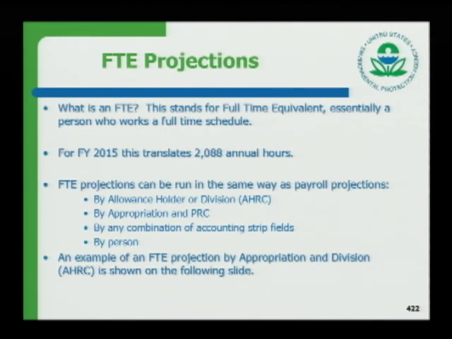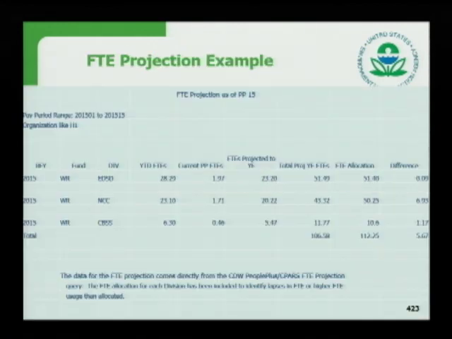But just like the payroll projections, the FTE projections can be run in any number of ways, slicing and dicing the accounting strip. What I'm going to show you is the same organization that has one approach, one PRC, and 3 divisions. It's pretty straightforward. This query comes directly from the CDW FTE projection query. The only thing that's been added to this is that the working capital fund accountants every year provide me with the number of FTE for each division. So I've included that in the FTE allocation column, and that way I'm able to project lapse or overage using the FTEs.